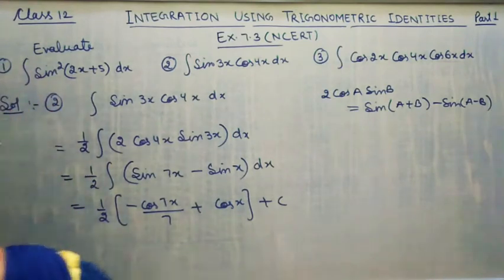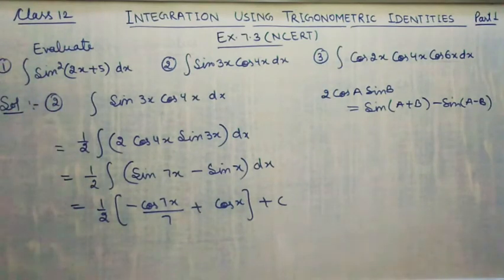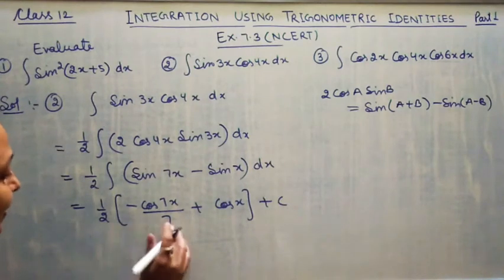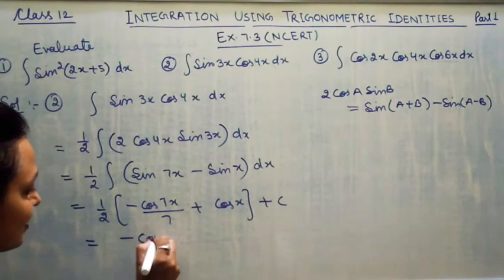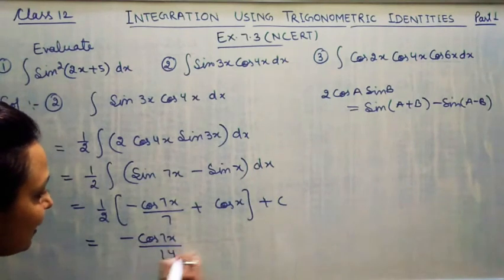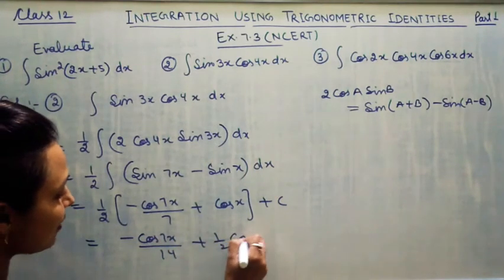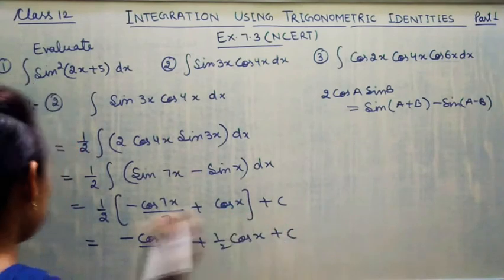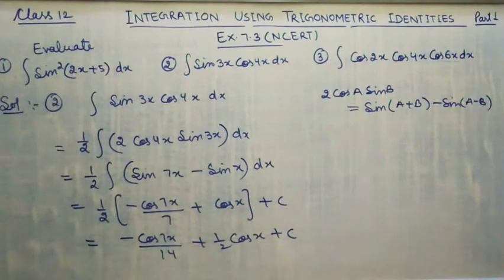Now come to question number 3. After that you can multiply it like this: minus cos 7x upon 14 plus half cos x plus constant. You can apply this.